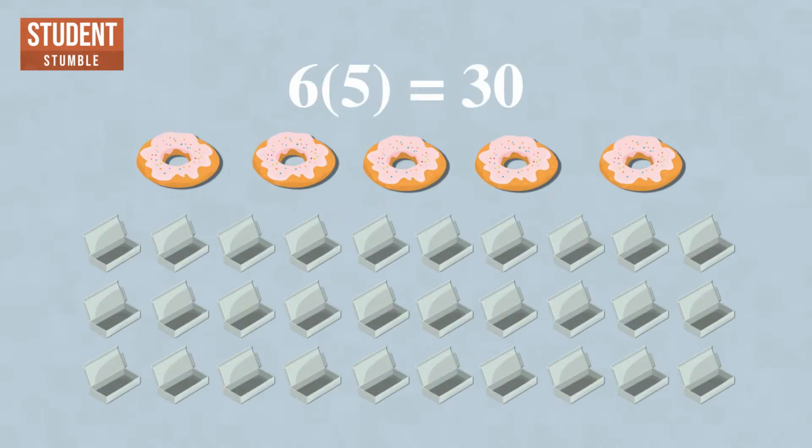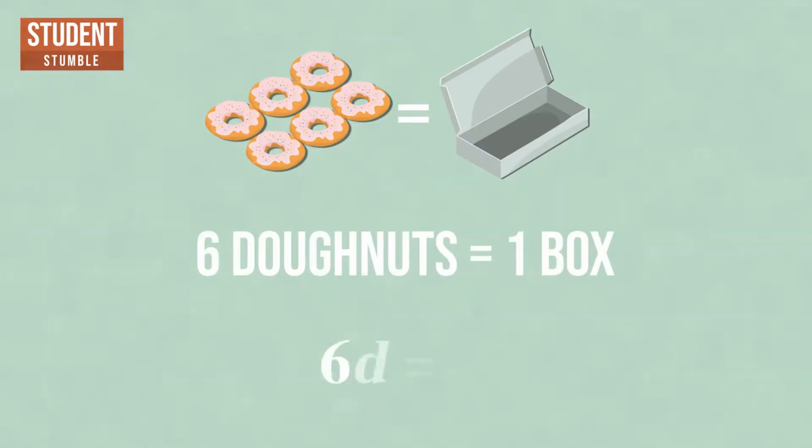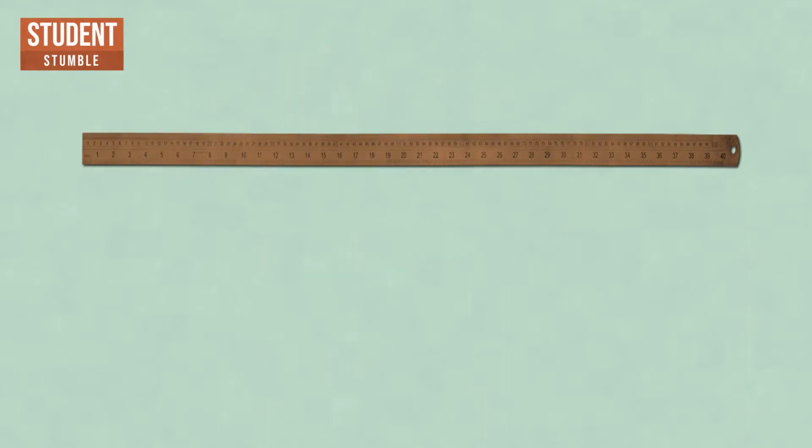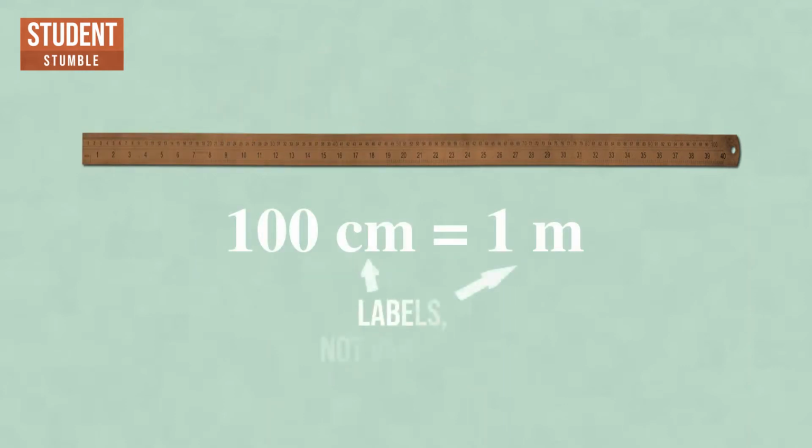So if this isn't correct, why do students come up with it at all? The short answer is, students are thinking of D and B as labels, not variables. They're imagining this. This makes sense because when we say things like 100 centimeters are equal to 1 meter, we write it like this. Here, cm and m are labels, not variables. Students are bringing the same idea to the donut shop, where it doesn't belong.